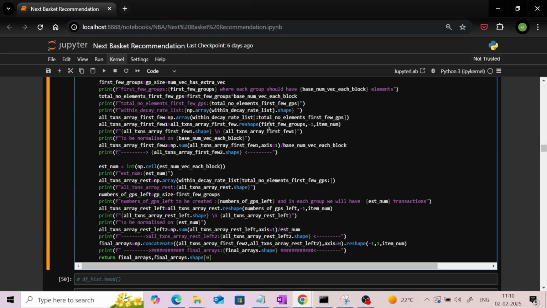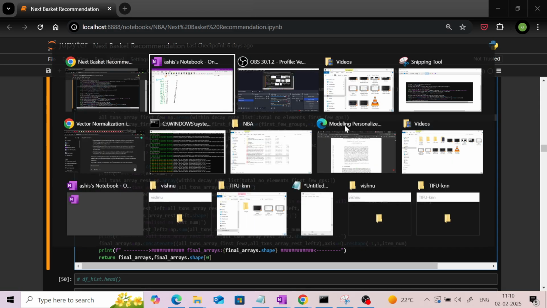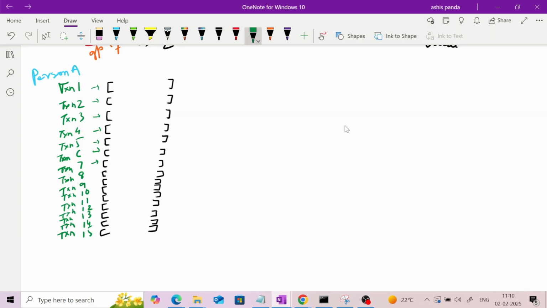For better clarity, I can explain these few lines with the help of the board. Let's go over to the board. So what it says is, out of these 15 transactions initially, it is taking only the first 12 transactions. The first 12 transactions are being taken into account.